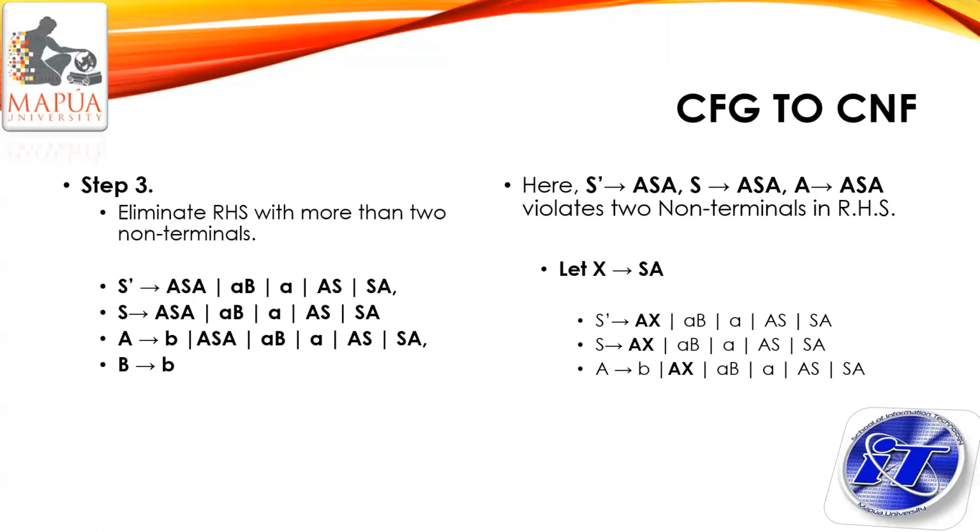So as you can see on the first 3 production rules, we only have 2 non-terminals, so we're okay with step 3. So just copy the fourth. Okay, so we're done with step 3. All are 2 non-terminals. So now let's proceed with step 4. And by the way, don't forget to include the new production rule, X yields to SA.